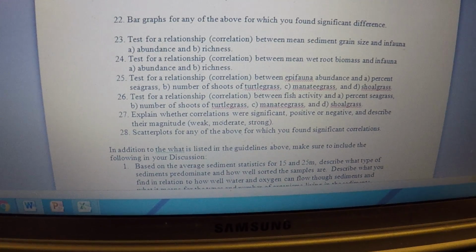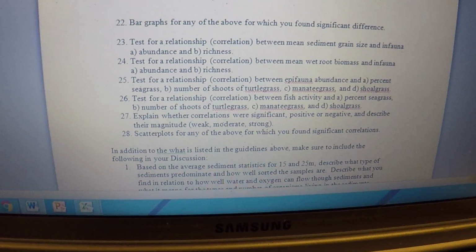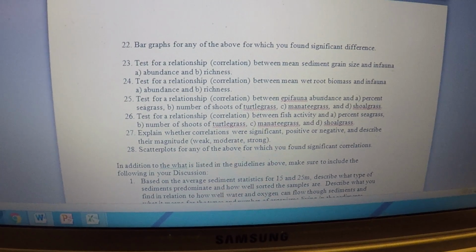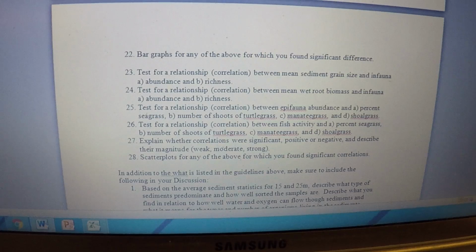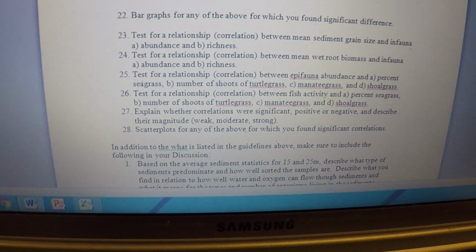And then you would want to make a scatter plot for any of the above for which you found significant correlations. So I have no idea if we're going to find correlations or not for those. So that will be really interesting.